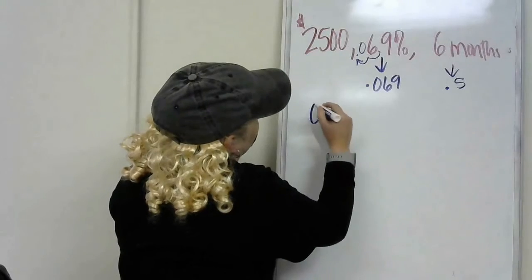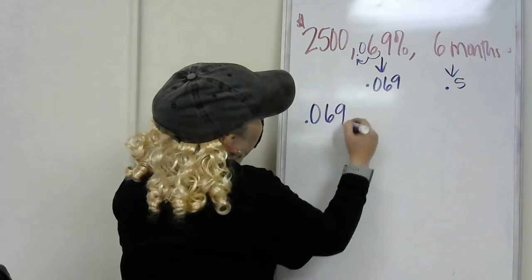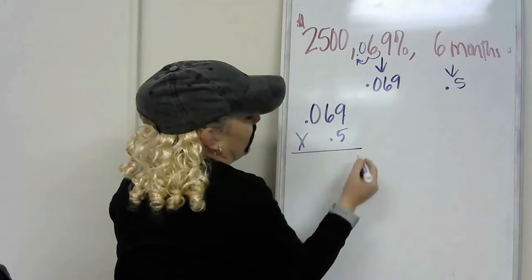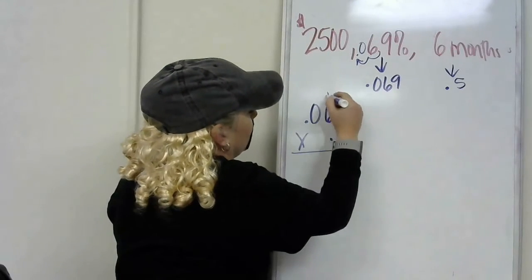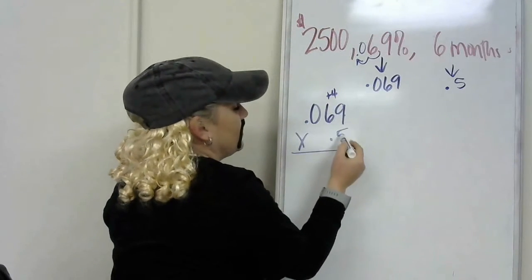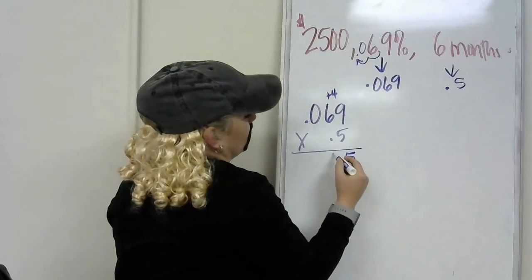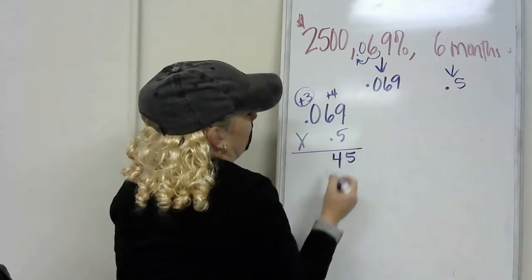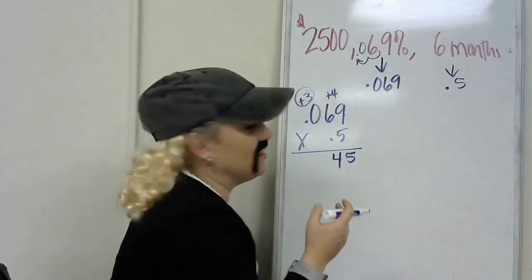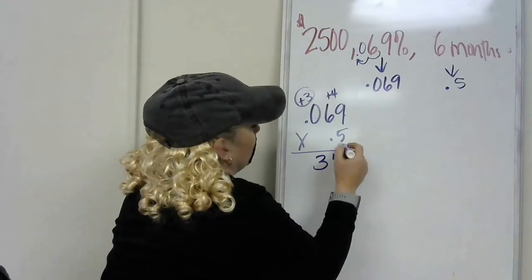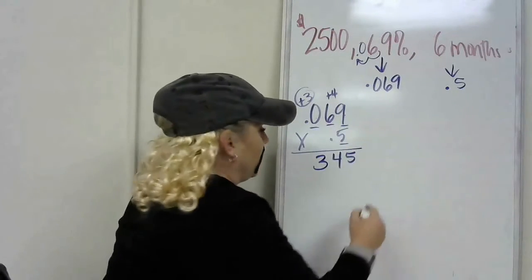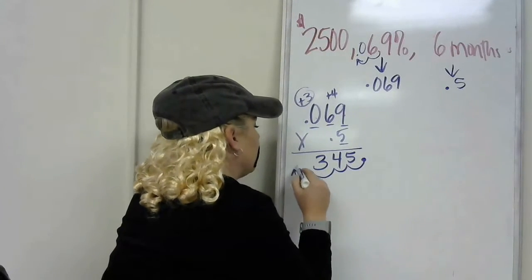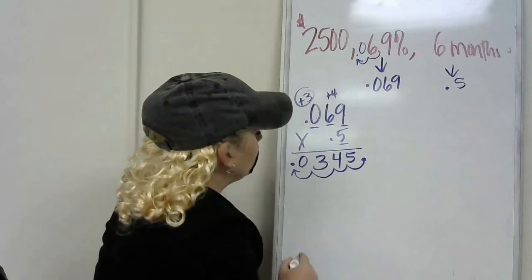If I'm going to multiply these two together, hopefully that'll be easier. So we're going to do 0.069 times 0.5, okay? 9 times 5 is 45. That 5 can stay, but the 4 got to go. 6 times 5 is 30, and 30 plus 4 is 34. The 4 can stay, but the 3 got to go. And 0 times 5 is 0, sorry, and 0 plus 3 is 3. And I've got 1, 2, 3, 4 decimal places. So I've got to do 1, 2, 3. Ooh, I'm going to have to add a 0 in there, okay? So now we got that.